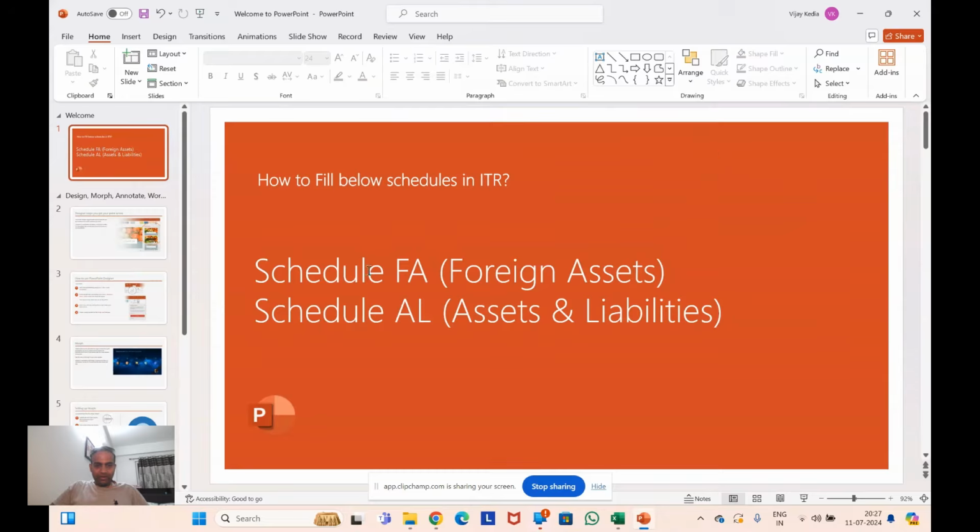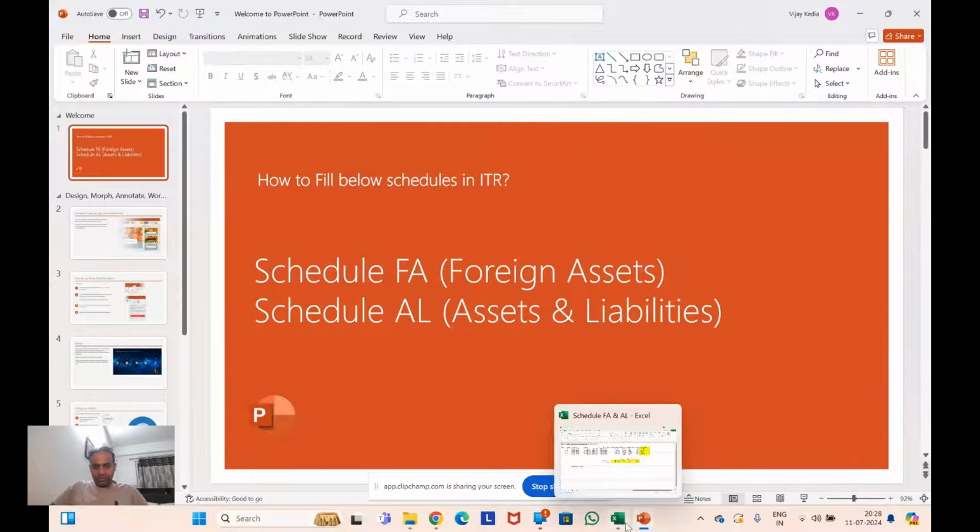So I am just going to take you through how to fill these schedules, and I have already collected some data around it with some illustrative figures, so that it will help you to fill in your details easily and make yourself compliant. With that, let me move to the calculation part.